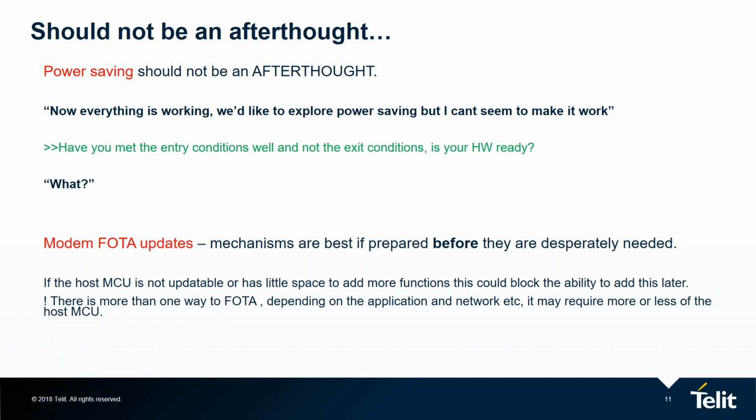It's great, we've got the evaluation working, it's so far so good, it's communicating just the way we need, everything's working perfectly. Now we want to enable the power saving, but I tried to enter CFON 5 and it doesn't seem to work. To which we might respond, have you made sure you've met the entry conditions and not the exit conditions? There are some conditions which you need to observe in order to enter successfully into the power saving and to eject. And they would say, what?